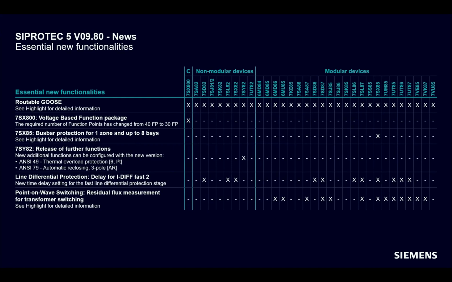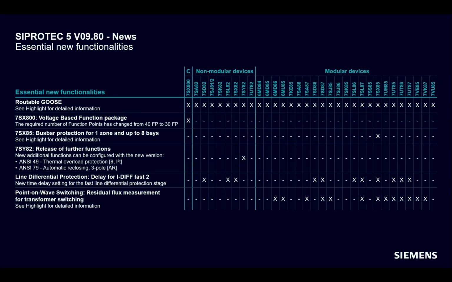7SX85, busbar protection for 1 zone and up to 8 bays, already presented before. 7SY82, release of further functions. The functions NC49, that means thermal overload protection, and NC79, that means automatic reclosing, are now available.